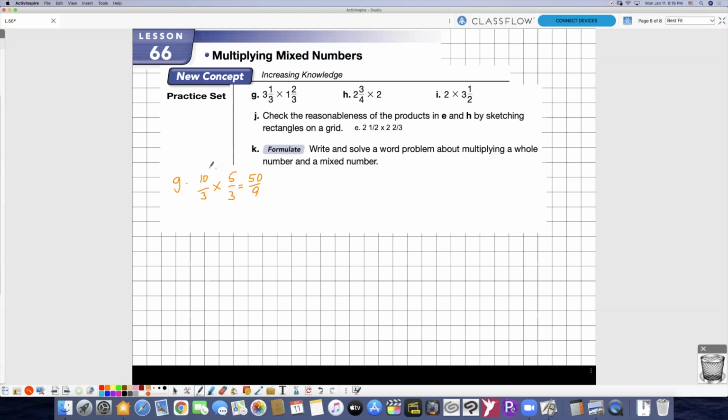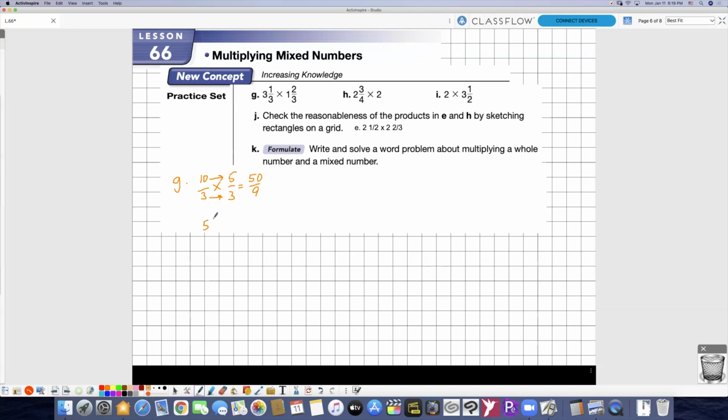And you can see I can't cancel. 10 and 5 can't cancel each other out because they're both in the numerators. One has to be in the denominator, one has to be in the numerator, or else it doesn't work to cancel them out. Now here we just had to multiply straight across. We couldn't reduce. So this is in its reduced form here, 50/9.